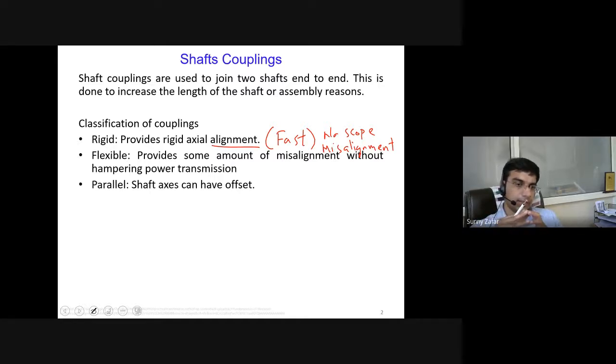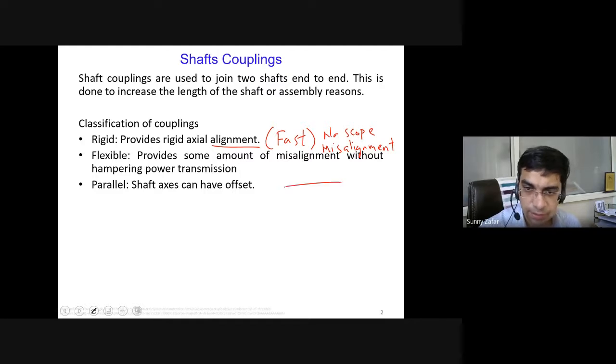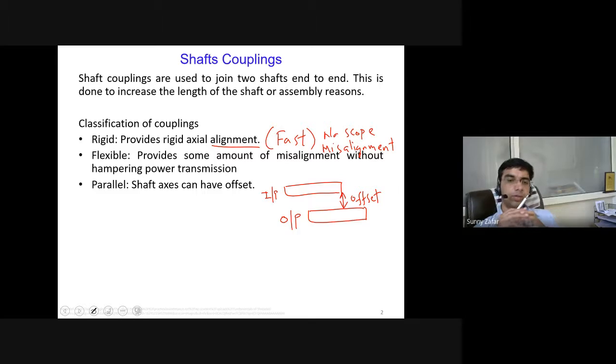Next, we have parallel couplings. Parallel couplings are basically used for shaft axes that have an offset. This means the input shaft is slightly offset from the output shaft. If you have this type of arrangement where the two shafts are slightly offset, not to a very large extent, but there is an offset, then we go for parallel couplings. One coupling in this category is the Oldham coupling, which can couple shafts which have an offset.